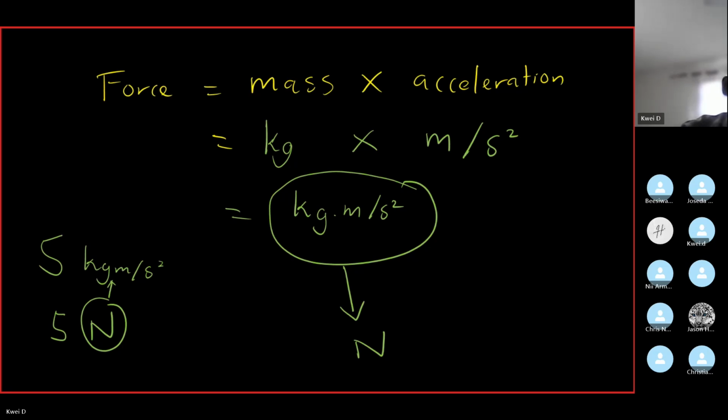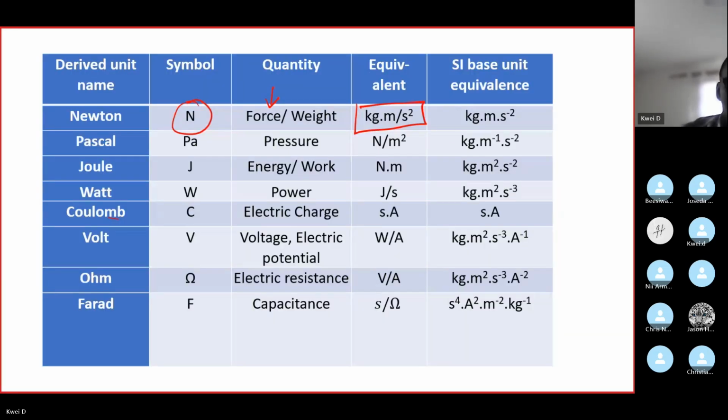Now, since you can write the meter per second squared in this way also, you can also write it as kg ms raised to the power minus 2. That is also accepted. But you don't even have to memorize it. You can just remember the N and put it there, Newton.